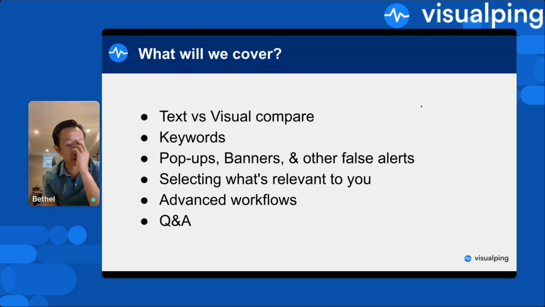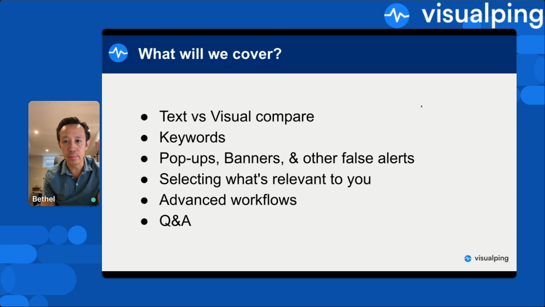First, we're going to take a deep dive into what is visual compare and what is text compare. It's important when you first start off to understand the mechanics of that, because that's the first choice you make when monitoring a URL, based on your needs. We're going to dive a little into what we call keywords, which is somewhat of an extension of text compare. Then we're going to dive into some specific scenarios.